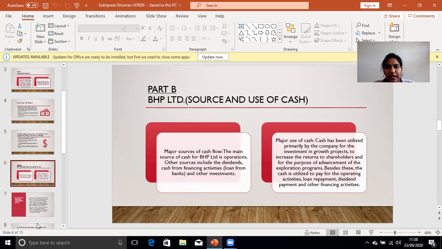The major use of the cash by the company has been primarily for investment in growth projects, to increase the return to shareholders, and for the advancement of the exploration programs. Besides this, the cash is used to pay for the operating activities, loan repayment, dividend payment and other financial activities.